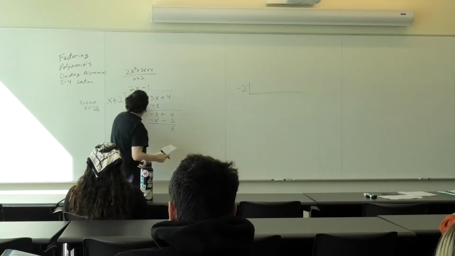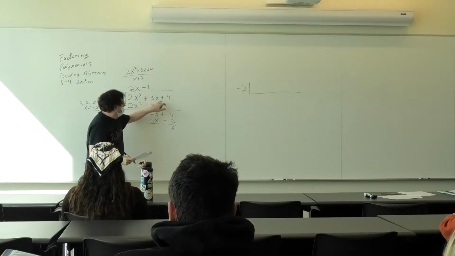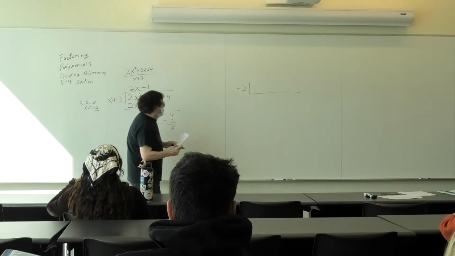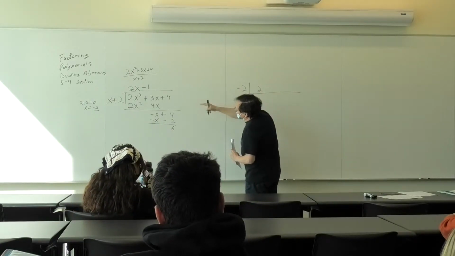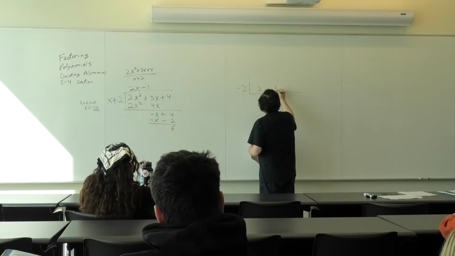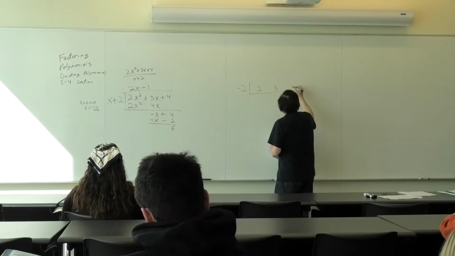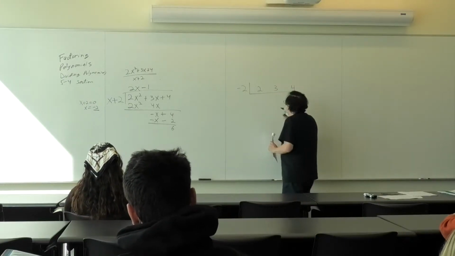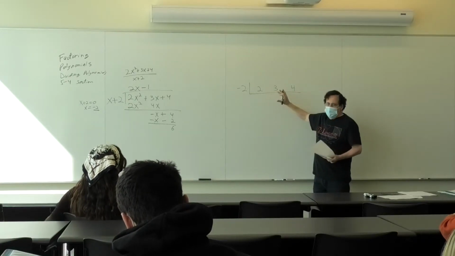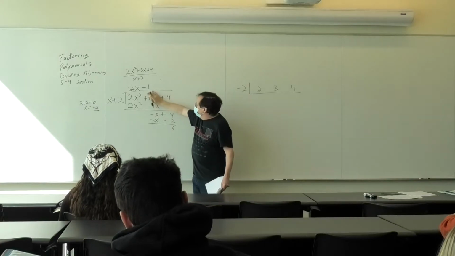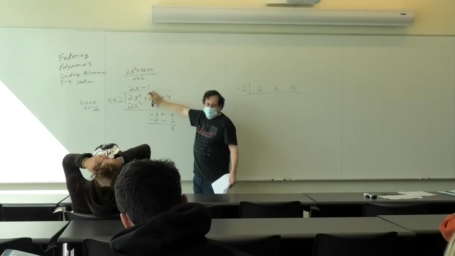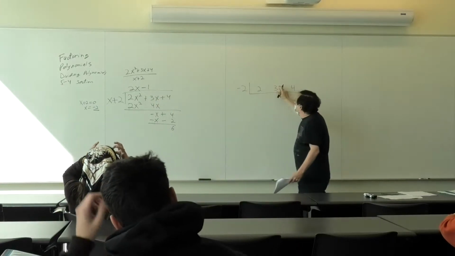And then we look at the coefficients here, all of them. So the coefficient of x squared is 2, the coefficient of 3x is 3, and the coefficient of 4 is 4. And when you do this, you have to make sure you don't leave any out. If, for example, there was no 3x here, you'd still have to put a 0 here.